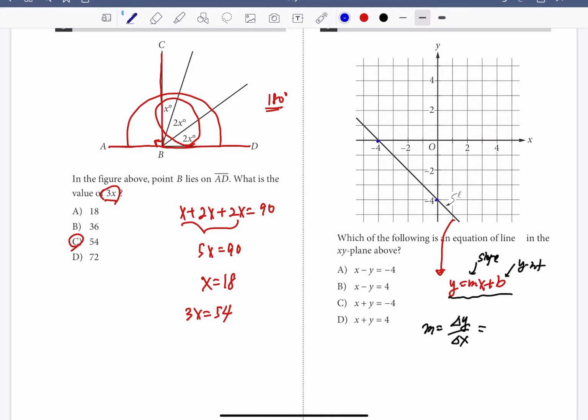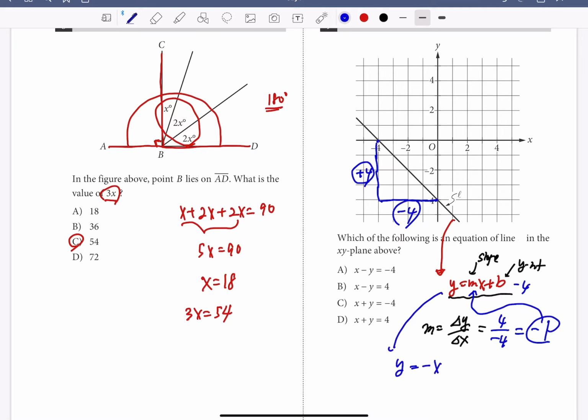Between these two given points, you can find changes in x and changes in y, right? I'm going to start from this point. Changes in x is 1, 2, 3, 4, so -4, and going up 1, 2, 3, 4, so +4. So changes in y is +4 and changes in x is -4. So you do know that slope is -1. So plug in -1 for m. And what is the y-intercept? The y-intercept should be on the y-axis, which is -4. So plug in -4 for b. So the equation should be y equals -x minus 4.